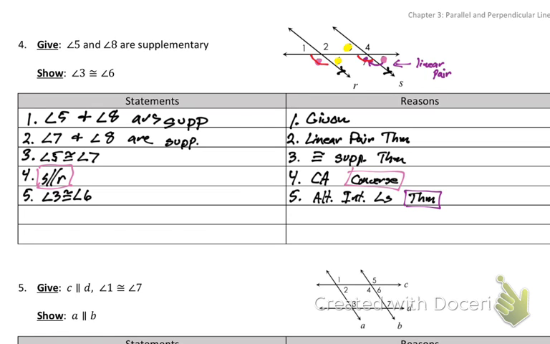So be very, very careful on these. If you're proving the lines are parallel, you better be using the converse. If you're using the fact that they're parallel first, then you're using the theorem and postulates. But before you use the theorem and postulates, you better have parallel lines first.